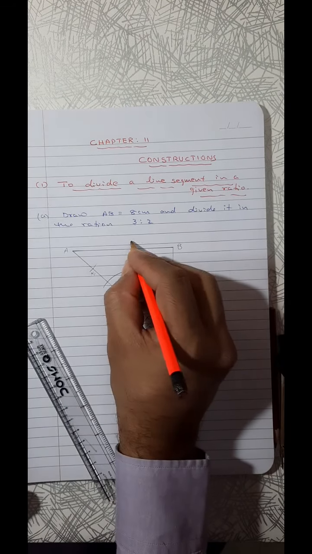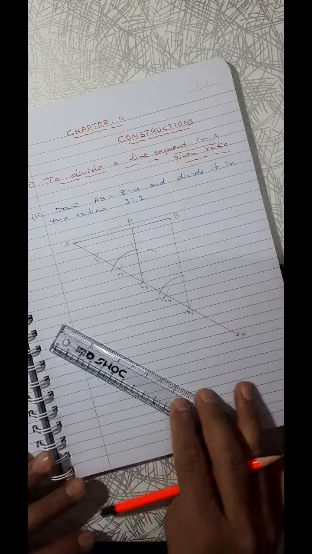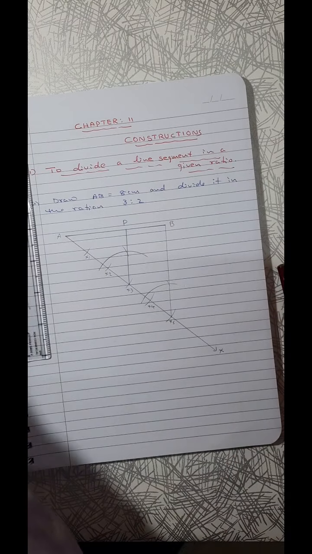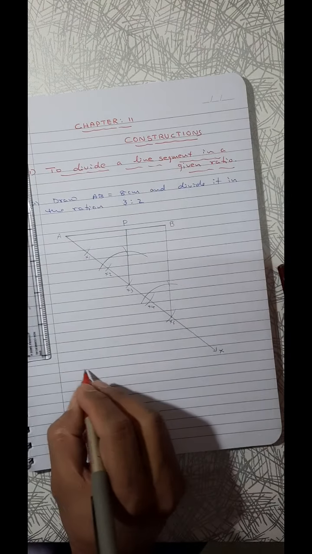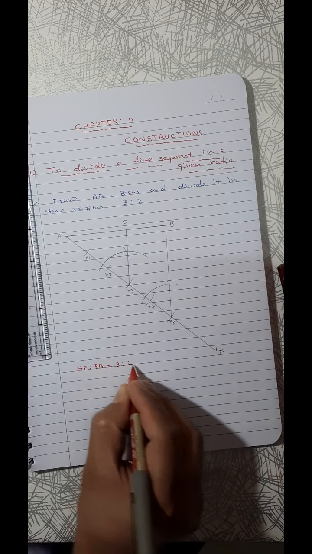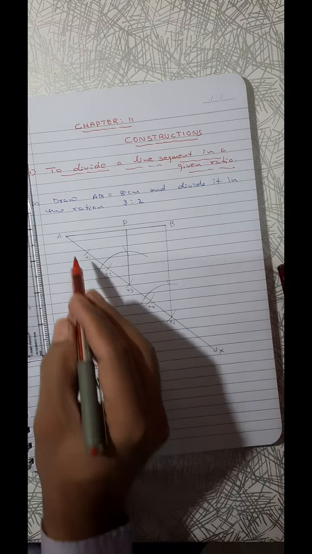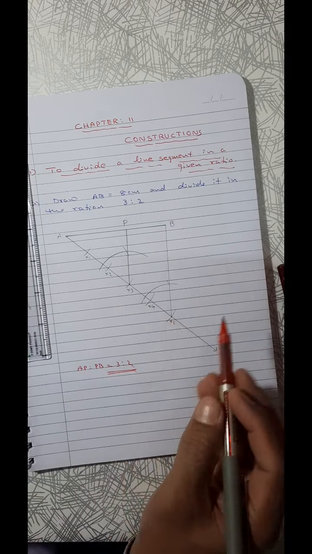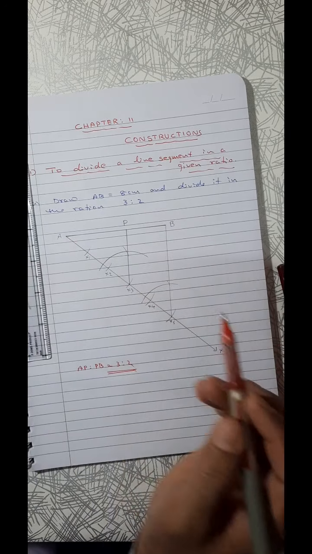So we can give the name P. Now I will write AP is to PB equal to 3:2. This is 3 pieces, 2 pieces here. So automatically this will be 3 and 2.